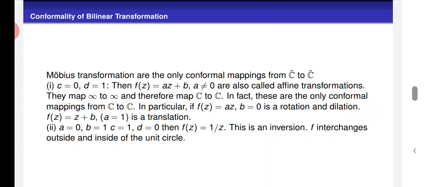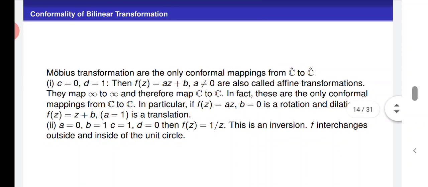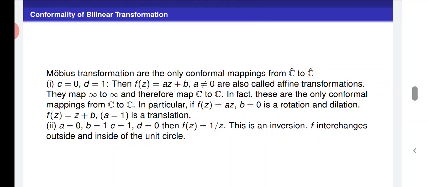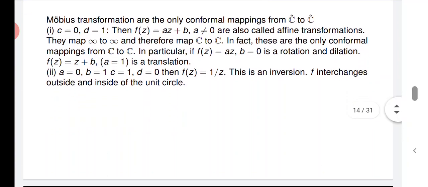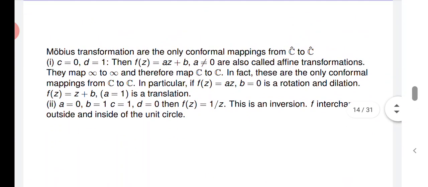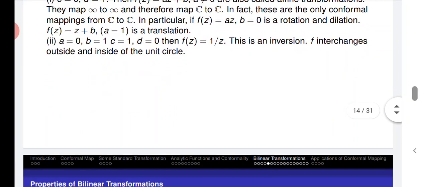In particular, if f of z equal to az, b equal to 0, it is the rotation and dilation, then we have f of z equal to z plus b, where a equal to 1, is the translation. And second point is a equal to 0, b equal to 1, c equal to 1, d equal to 0, then f of z equal to 1 by z. This is an inversion, f interchanges outside and inside of the unit circle. So these are some observations on conformal mapping for Mobius transformation.